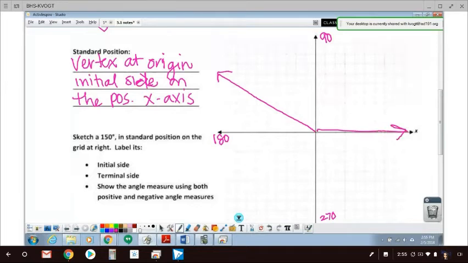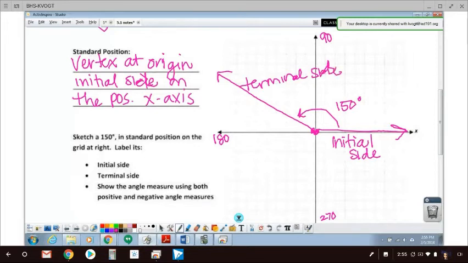And so I have to label all this here. My vertex here is at 0, 0. This is the initial side along the positive x-axis. I am moving this way 150 degrees. And this is my terminal side.